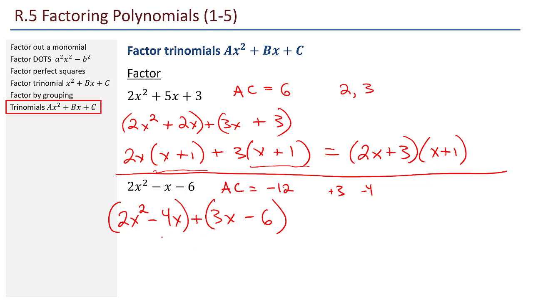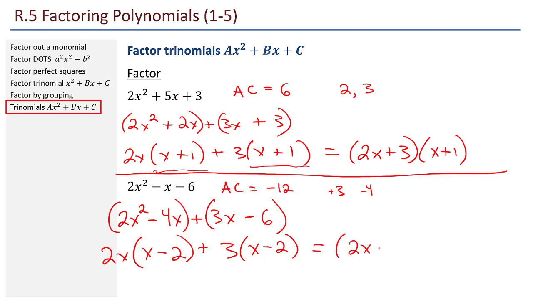So from the first pair of terms, it looks like I can factor out a 2x. 2x times the quantity x minus 2. Now what? From the next two terms, looks like there's a 3 in common. x minus 2. Looks good. I like that. And I'm left with 2x plus 3 times x minus 2. All right, there we go.